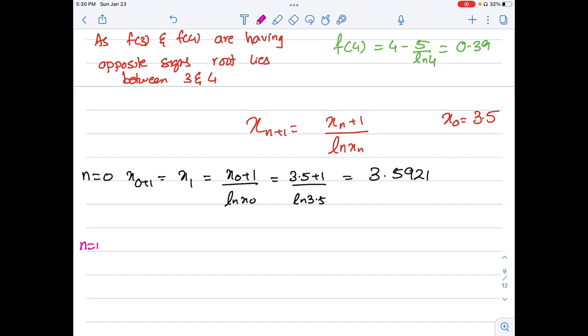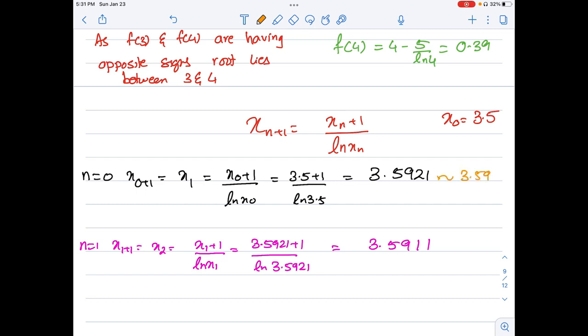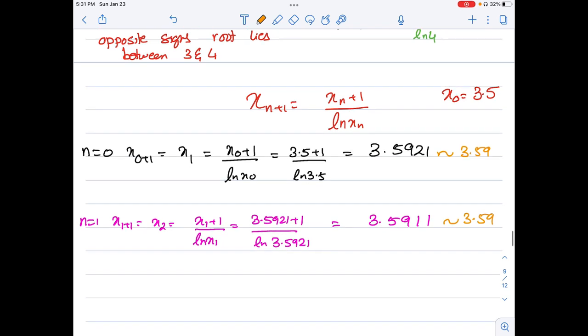Then I take n is equal to 1. x1 plus 1 is equal to x2 is equal to x1 plus 1 upon ln x1, which is 3.5921 plus 1 upon ln 3.5921. So I go back and change the values. So it becomes 3.5911. So I stop over here itself. Luckily at 2 iterations you can see that it's 2 decimal places is 3.59, 2 decimal places is 3.59. So therefore the answer is, the root is 3.59.